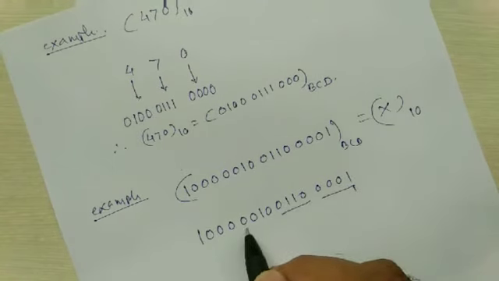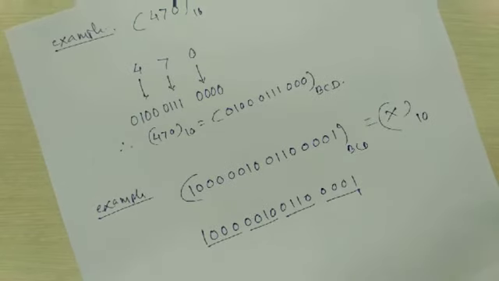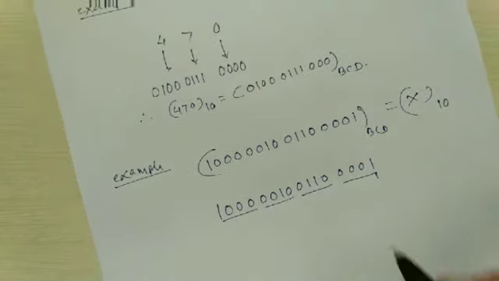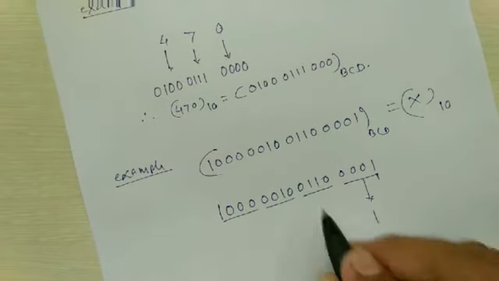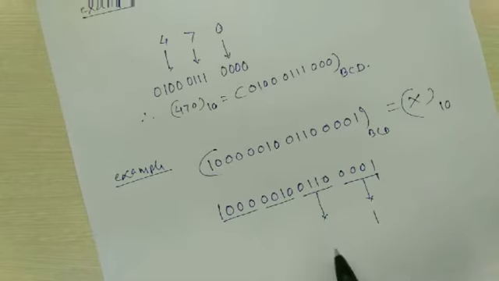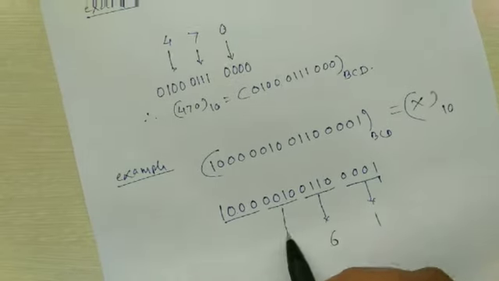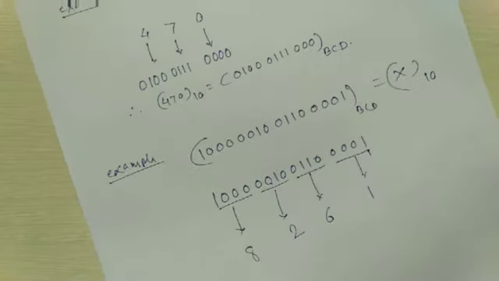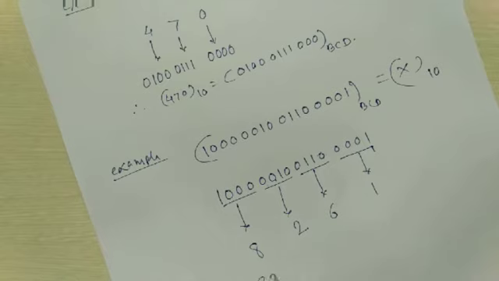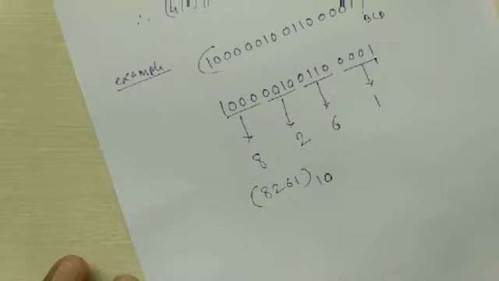Another group of 4 bits. Another group of 4 bits and the remaining group of 4 bits. Now convert each 4-bit group into its decimal equivalent. This is 0001, which is 1. This is 0110, which is 6. This is 0010, which is 2, and this is 1000, which is 8. That is equal to 8261. This is the decimal. You can try different examples of how a BCD number is converted into its decimal equivalent.